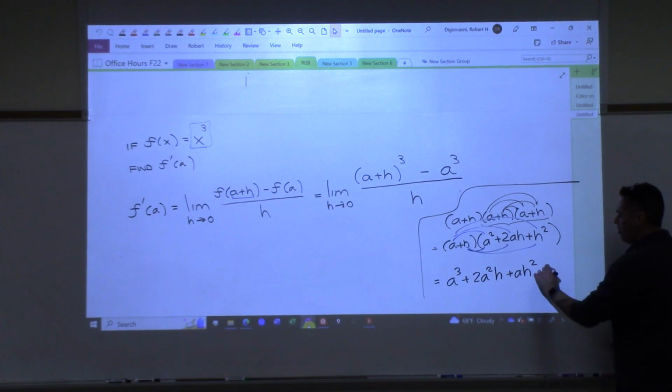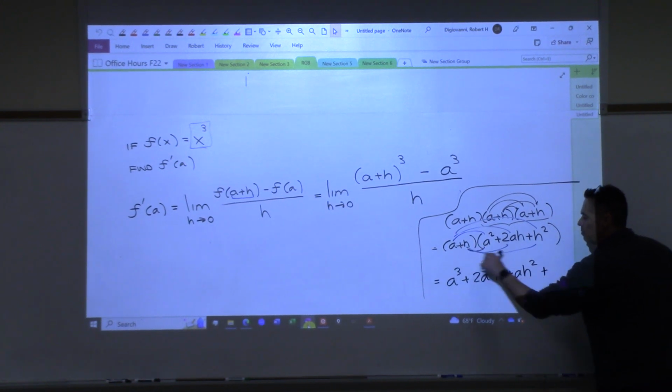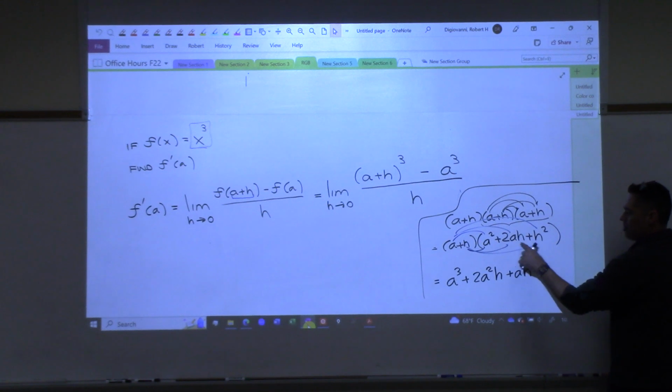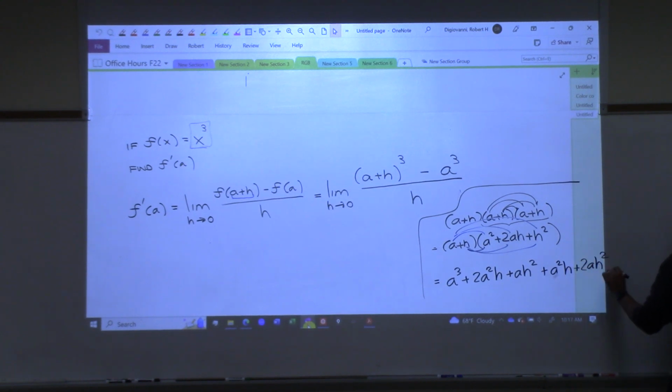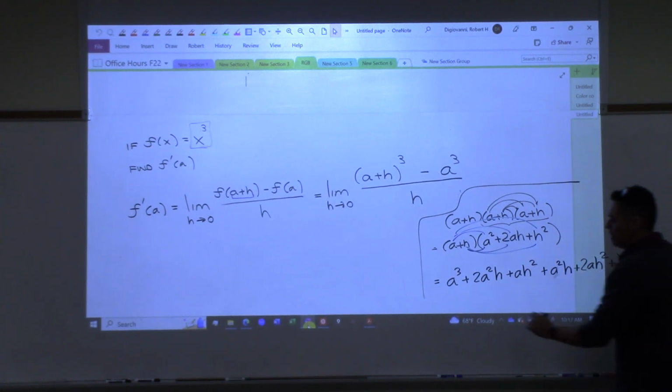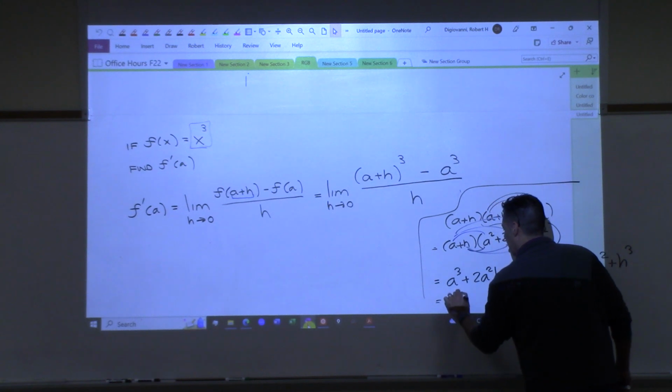And then I do plus, and now I'm going to pass an h through to all 3. So I'm just going to add an h to each of those. So a squared h plus 2ah squared, and then plus h cubed. And this is a cubed.